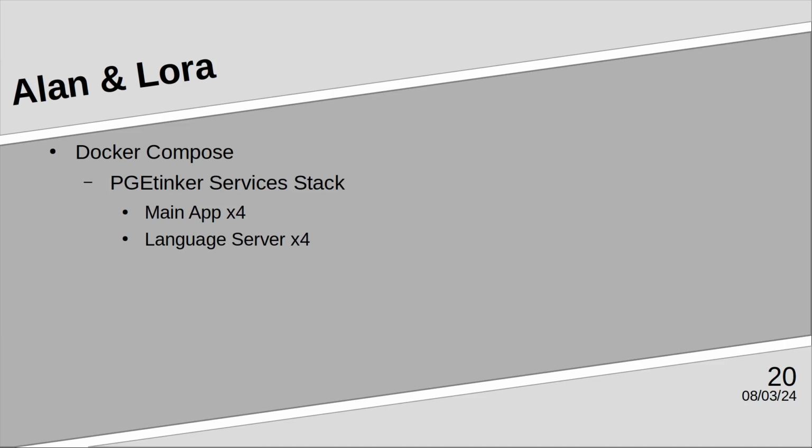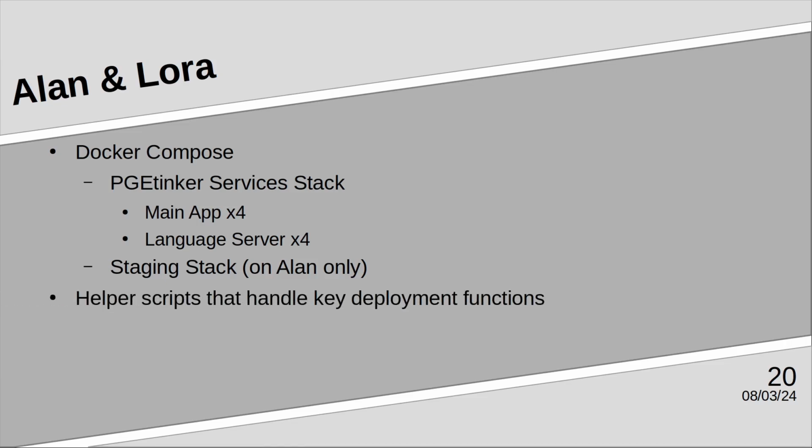And I'd like to shout out for a moment Eightfold on the OLC Discord server for pointing this compiler bug out to me so that I could make PGEtinker more resilient to it. On Allen, there is another instance of the PGEtinker services stack, and that's where the staging environment is hosted. And there are also helper scripts, which are used during deployments that automate the staging process as well as the update process.